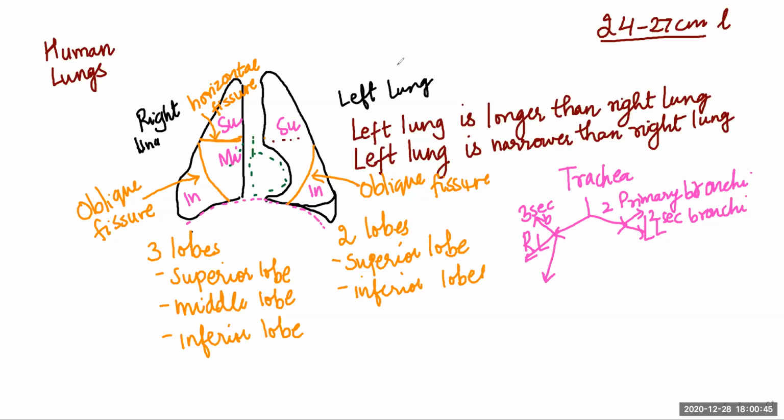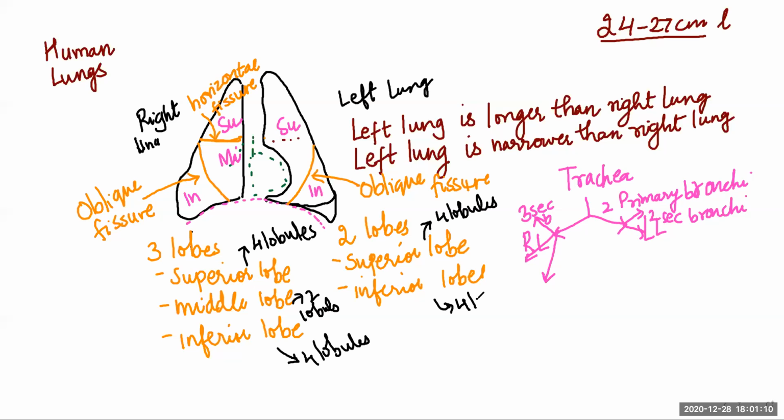Now, within the lobes there are lobules. The lobe is further divided into parts. So the superior lobe has four lobules, the inferior lobe has four lobules, and the middle lobe has two lobules. Here, the superior lobe has four lobules, the inferior lobe also has four lobules.